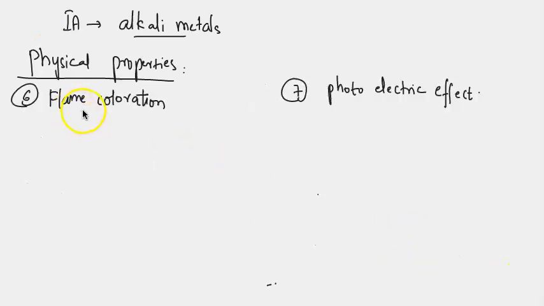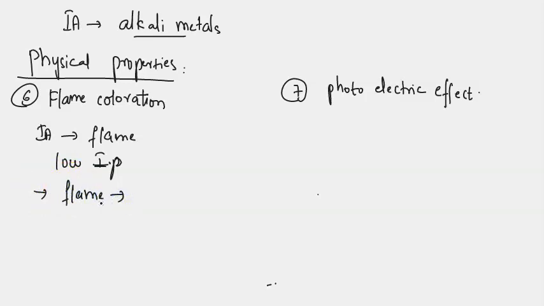Flame coloration is the next property of alkali metals, where alkali metals and their salts impart color to the flame. It's because of their low ionization potential. As we can remove the electrons from their outermost shell very easily, they give out electrons even with the Bunsen burner flame and impart colors by absorbing different energies at different levels. So these electrons that are excited from the lower energy level to the higher energy level absorb some energy and they come down to the ground state by emitting certain energy in the visible light region.